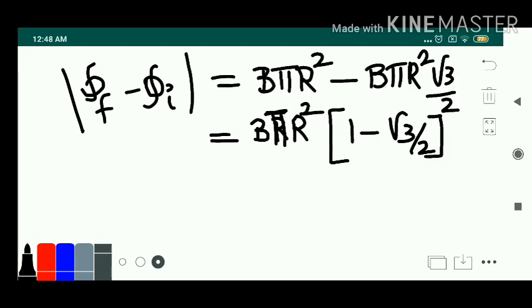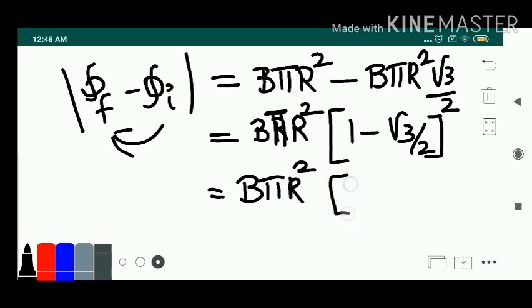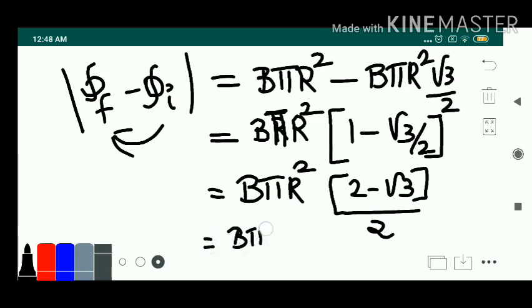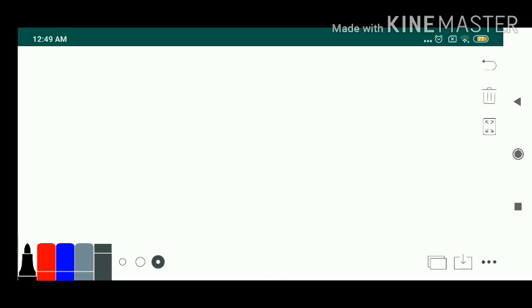Right, so if it had been initial minus final also, only the order will be going off, it's okay. So it is B pi r squared into 2 minus root 3, whole divided by 2. So I can write it as B pi r squared by 2 into 2 minus root 3. Yes. So now I'm going to find what is delta phi by delta t.